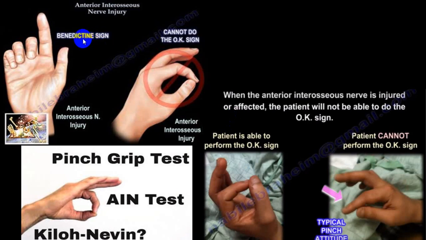So Benedictine sign, cannot do the OK sign, and that confirms anterior interossei nerve injury. So this is normal, this is abnormal. So this side has anterior interossei nerve injury. Names given: pinch grip test, anterior interossei nerve test, Benedictine sign or OK sign or Kilo Nevin sign, etc. These are the different names.